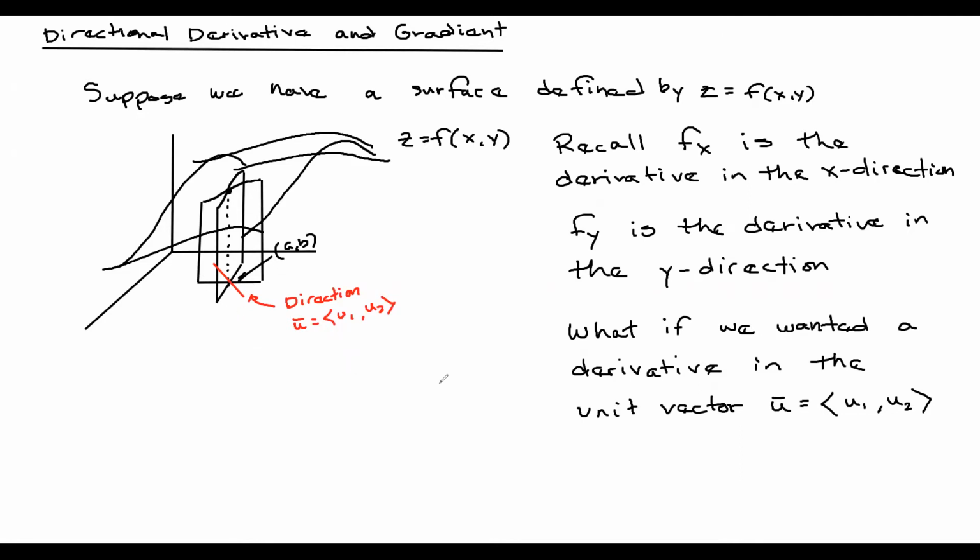So to go through and figure out what the slope would be in that direction, we need to do something similar to what we did for the x direction and the y direction. We need to take the hillside and take a slice out of it, basically find the curve that you would get if you just looked in the direction of u, having the rest of the hillside kind of drop away.